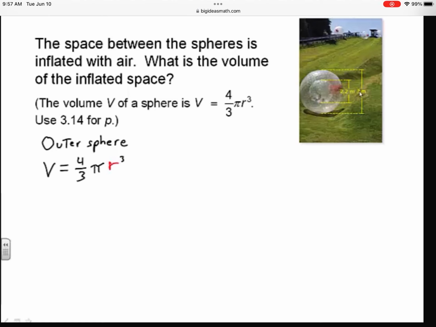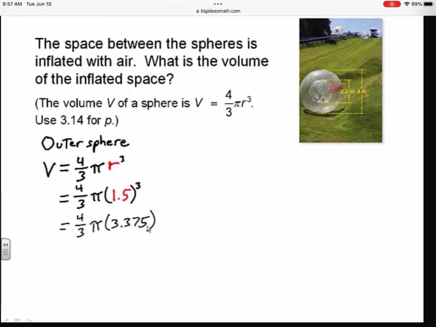So the radius of a sphere with a diameter of 3 meters is 1 5/10 meters. So we can substitute 1 5/10 for r. And now, by order of operations, the first thing we should do is evaluate 1 5/10 to the third power. So multiply 1 5/10 times 1 5/10 times 1 5/10, and you get 3 375 thousandths.